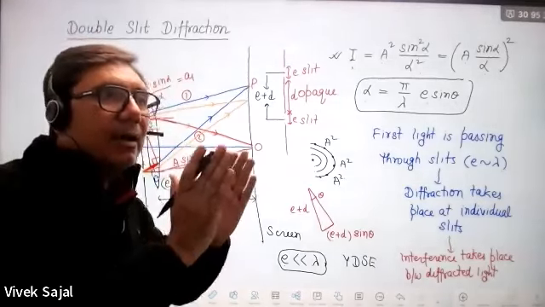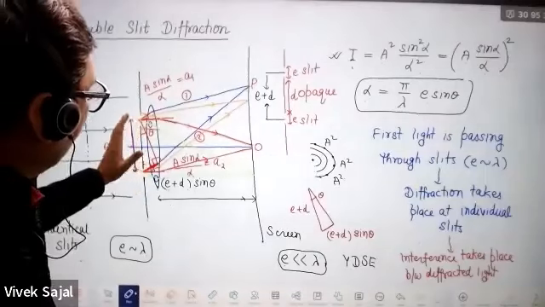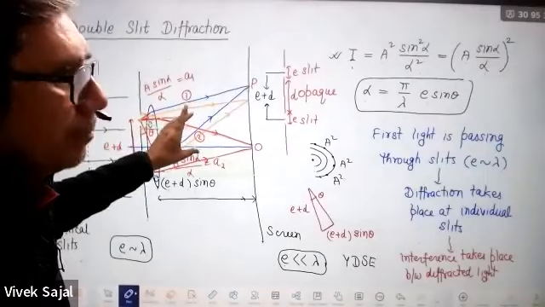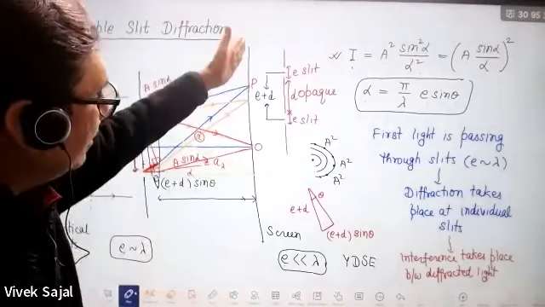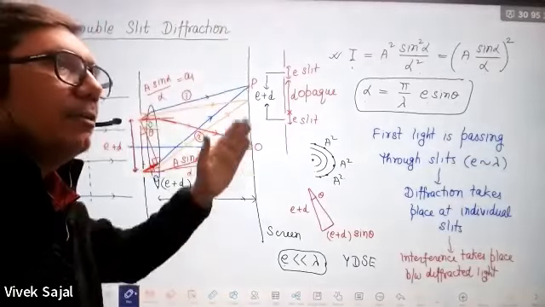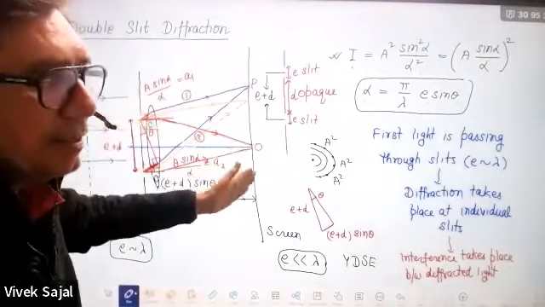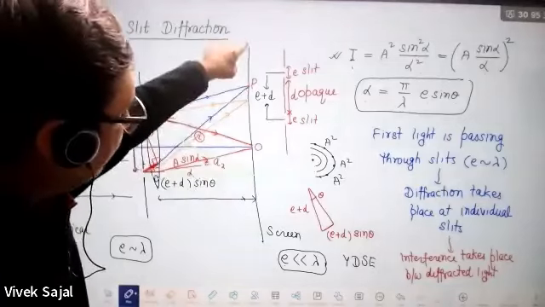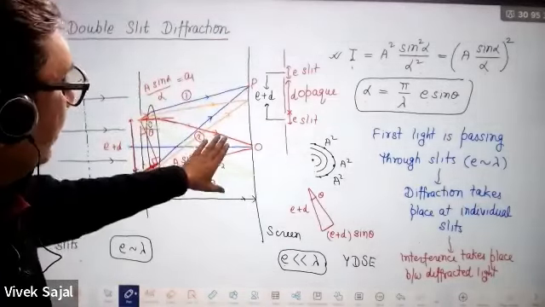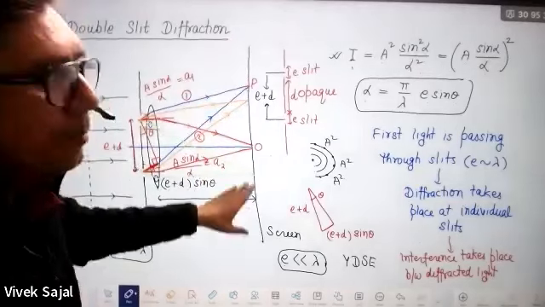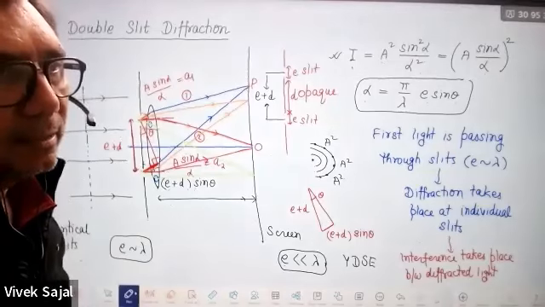You are considering parallel part, and with the help of this lens, I am focusing these parallel parts of the light in the focal plane. And as a result, whatever interference pattern you are going to get at infinity, you will get that diffraction plus interference pattern here on this screen. So in this way, you are going to get double slit diffraction pattern here on this screen.